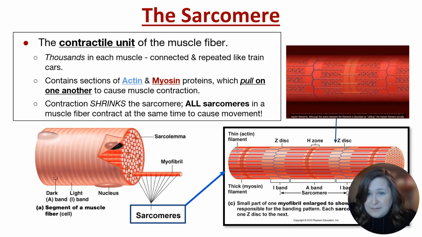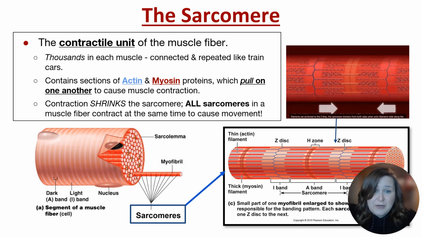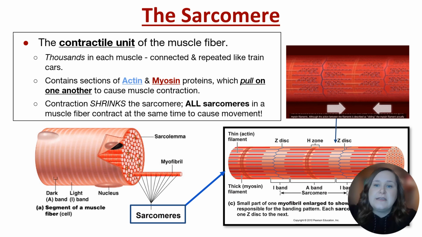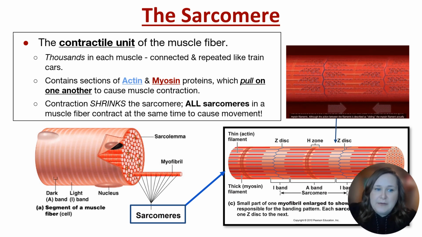You can see that in this animation that I've put over here. Contraction is going to shrink the sarcomere. All the sarcomeres in a muscle fiber are going to contract at the same time to cause movement. So that's an important takeaway, that these things aren't happening incrementally. They're all kind of happening at the same time.